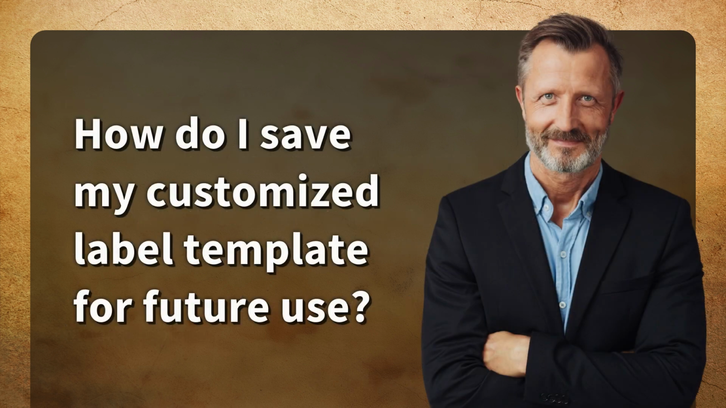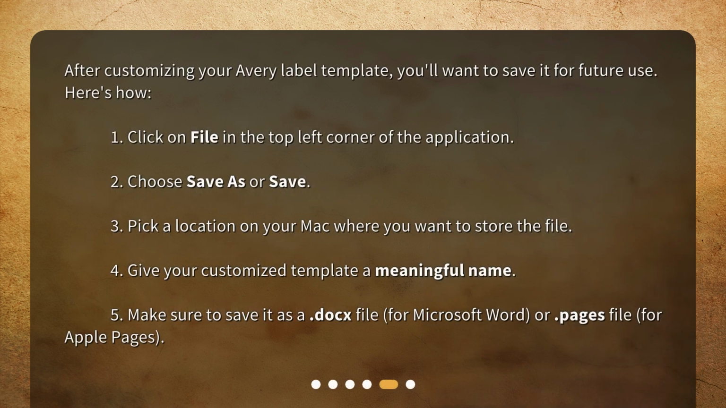How do I save my customized label template for future use? After customizing your Avery label template, you'll want to save it for future use. Here's how. 1. Click on File in the top left corner of the application. 2. Choose Save As or Save. 3. Pick a location on your Mac where you want to store the file. 4. Give your customized template a meaningful name. 5. Make sure to save it as a doc file for Microsoft Word or Pages file for Apple Pages.